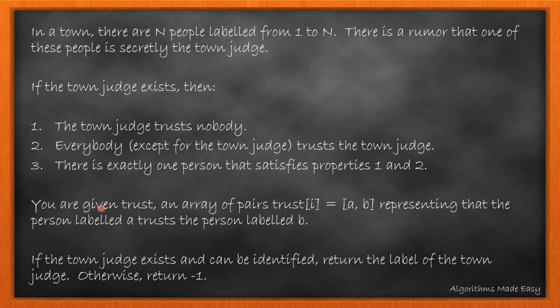You are given trust, an array of pairs trust[i] = [a, b], representing that the person labeled a trusts the person labeled b. If the town judge exists and can be identified, we need to return the label of the town judge, otherwise -1. Let's see some examples.